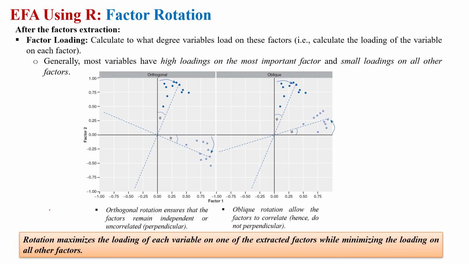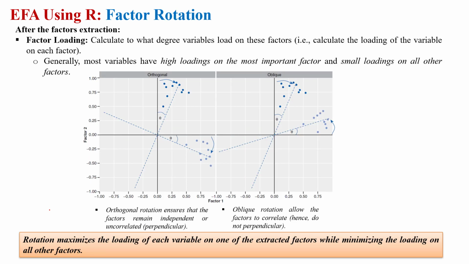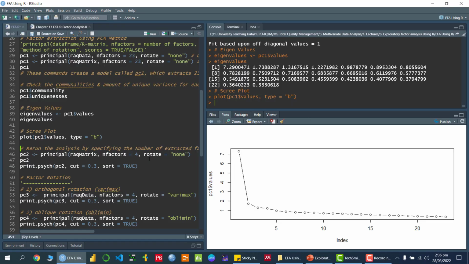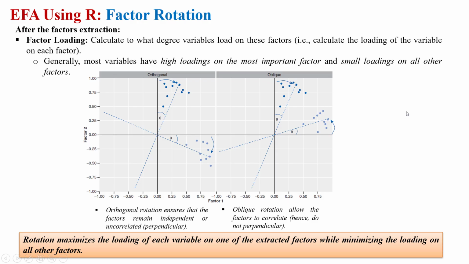Now let's talk about the rotation. Okay, first of all, till now we haven't used any rotation. As you remember, we talked earlier that the rotation method we were using was none. But now we are going to apply the rotation. So first of all, what is rotation? Rotation is basically used to determine the number of variables that are related to a certain factor, or that are representing a certain factor.